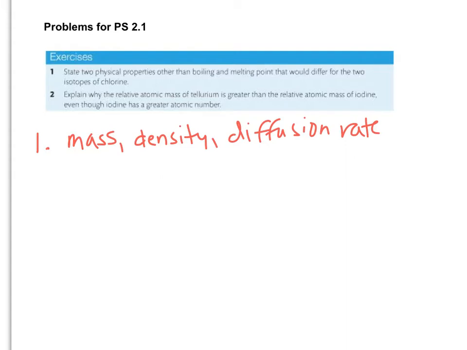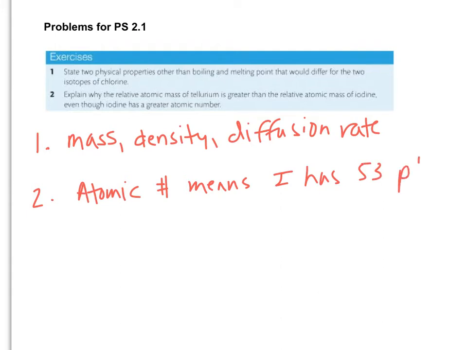Number 2, explain why the relative atomic mass of tellurium is greater than the relative atomic mass of iodine, even though iodine has a greater atomic number. So if you look, you see iodine is number 53 and tellurium is 52. Well, because what the atomic number means is that iodine at 53 has 53 protons. And it's telling us that tellurium has 52 protons.